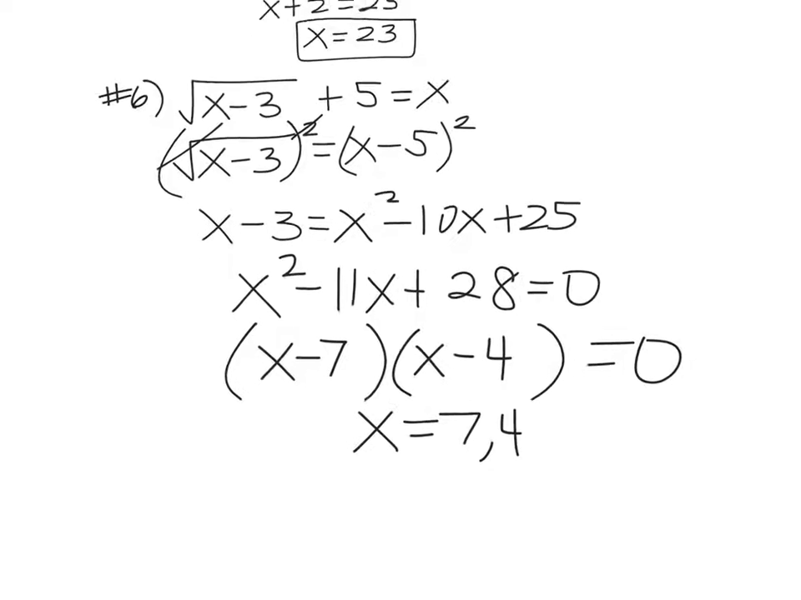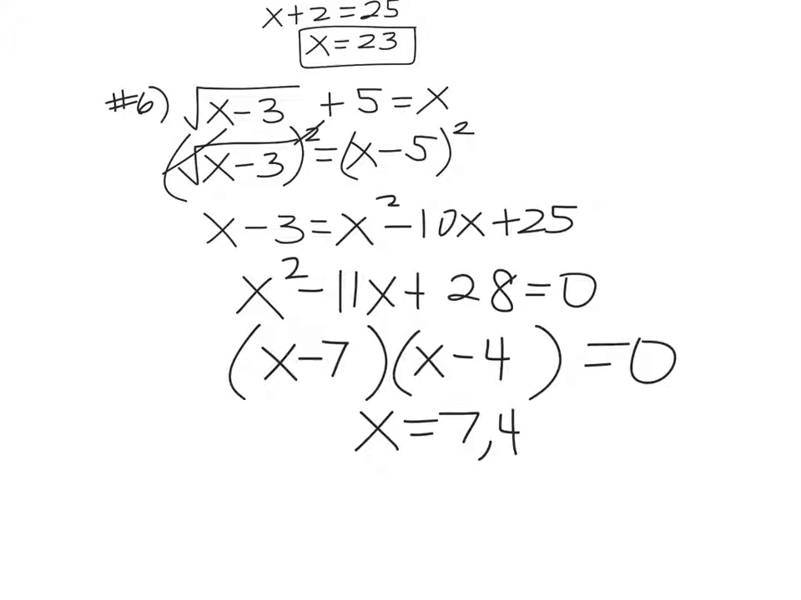Oh, dang. All right, for these, you have to check for extraneous solutions too. Okay? So if you plug in 7, you'll get 2 plus 5 is 7, perfect. But if you plug in 4, you get 1 plus 5 equals 4. So there's an extraneous solution right there. X equals 7 is the only answer.